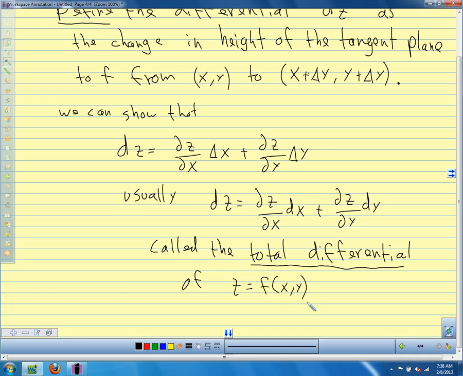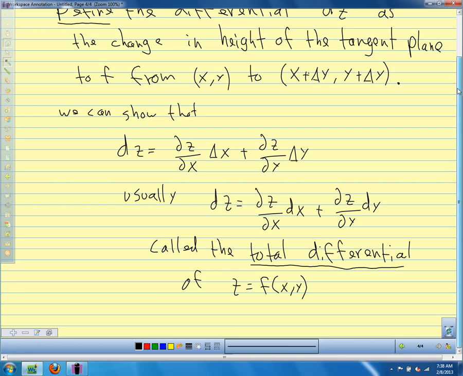A couple of important things. When we write this with the dx and the dy, in this particular case, we're not implying that dx and dy are infinitesimals. They're not infinitely small. We're just using dx rather than delta x. So the dx and the dy are still representing increments, small changes, but not necessarily infinitesimal changes.